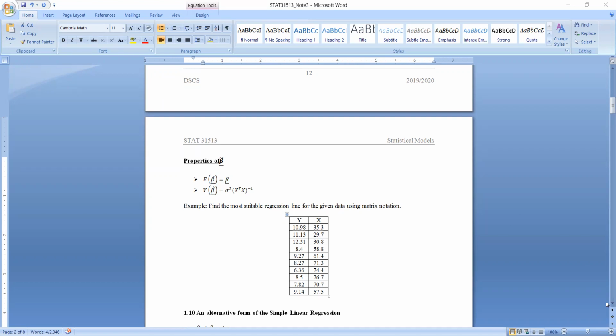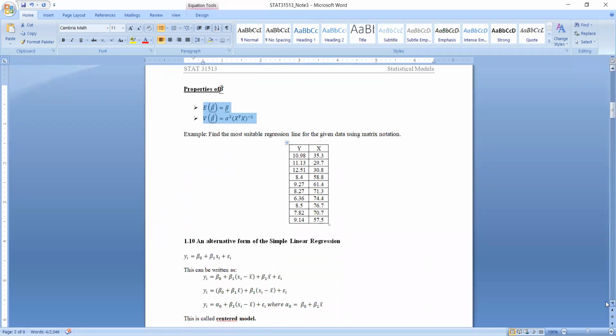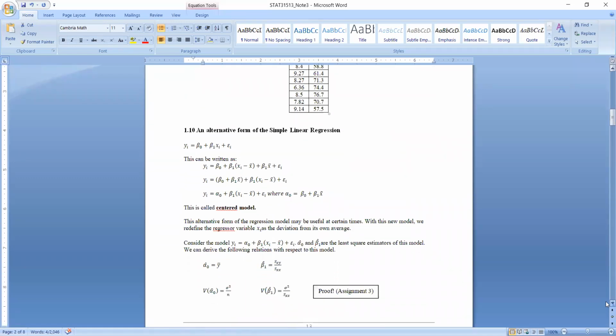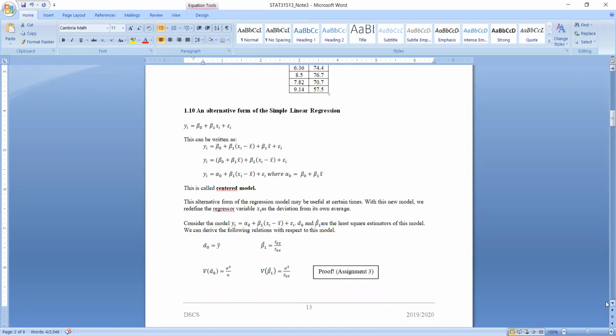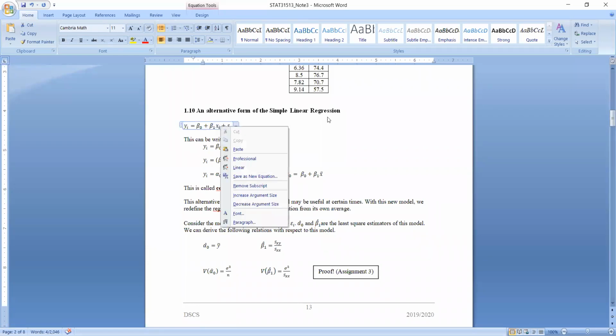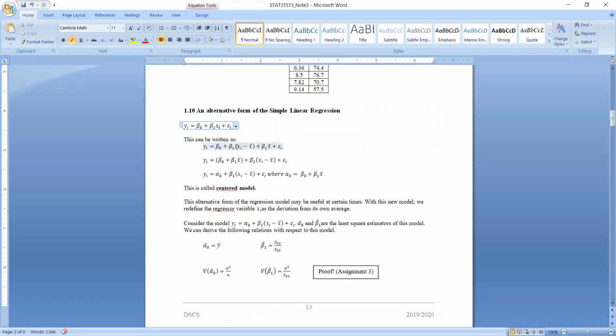Okay, so for the simple linear regression that we are discussing here, there is an alternative form. The simple linear regression is yi equal to beta naught plus beta 1 xi plus epsilon i. We can rewrite our regression equation by replacing xi with xi minus x bar. So what will happen if I replace that? You have yi equal to beta naught plus beta 1 times xi.